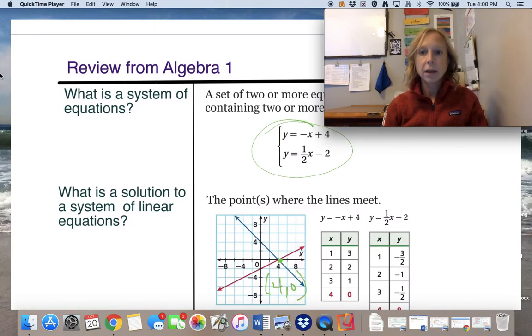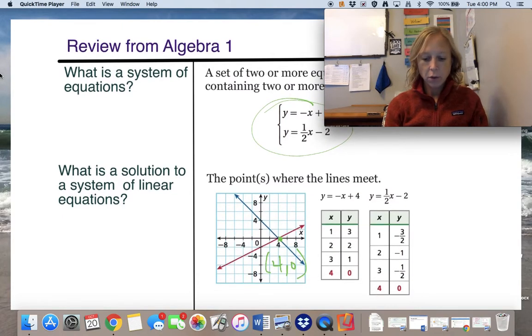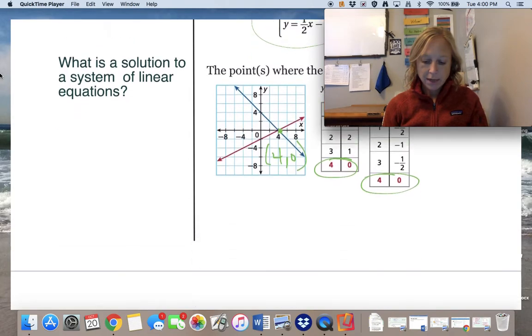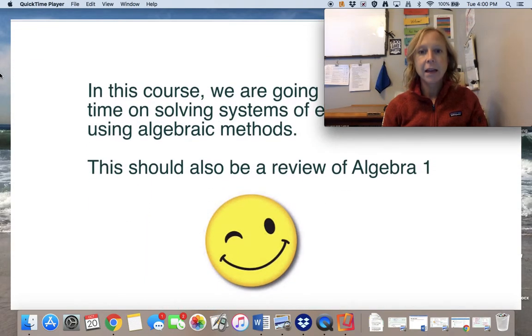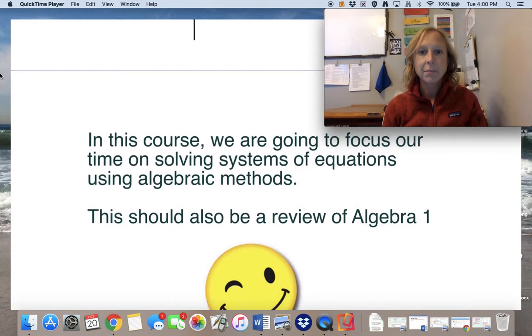I can also see that in the table. If I make a table of values for each equation, I can see that both of them have the ordered pair (4, 0) in their table. That means that is a solution to the system of equations. Now, that's pretty easy, pretty basic. In this class, we're going to focus our time on reviewing, practicing, and solving systems of equations using algebraic methods.